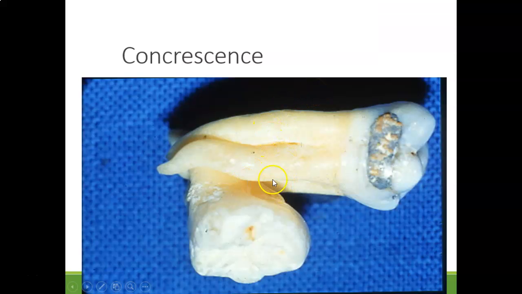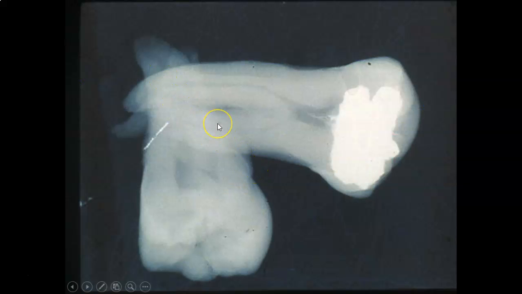Here's a picture of concrescence of 2 separate teeth that are fused in the root area. And then here's what it looked like on a radiograph. The roots just look like they're entwined around each other.